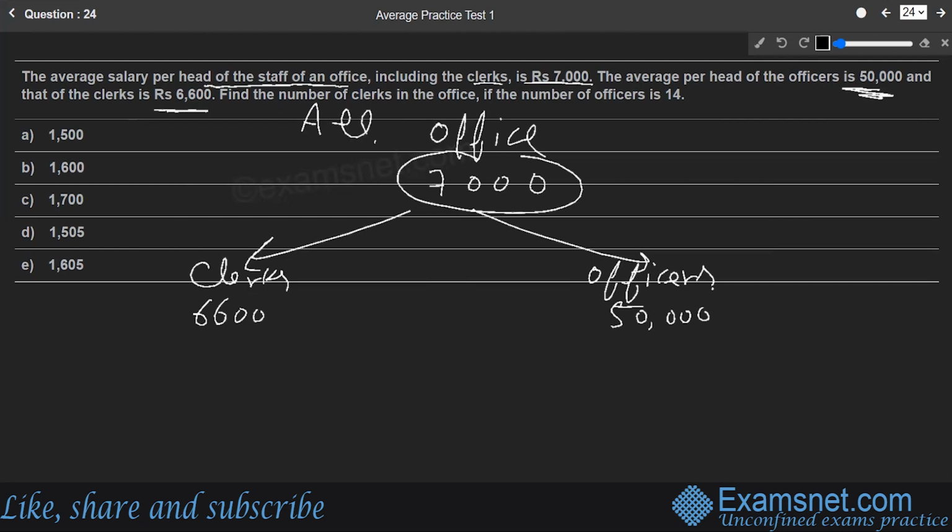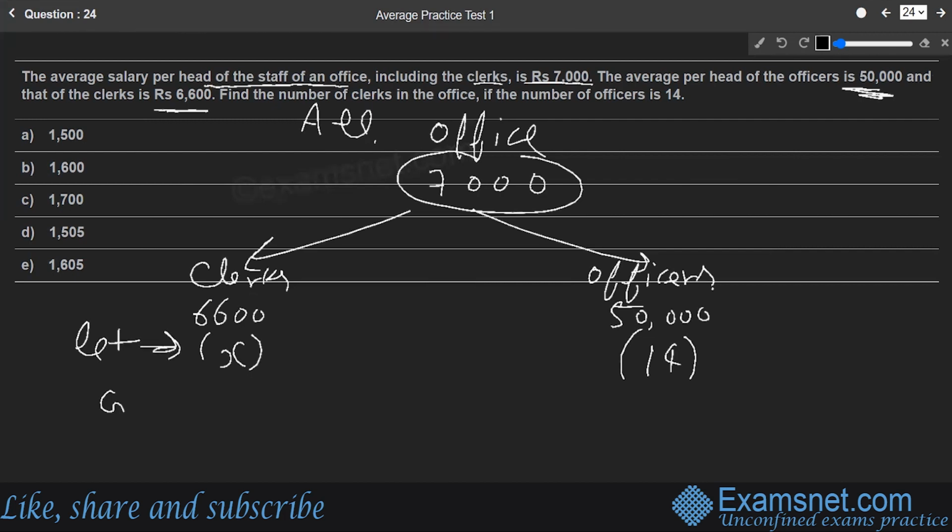Then they say find the number of clerks in the office if the number of officers is 14. So how many officers are there? There are 14 officers in all. Now in this case, the total employee staff number is not given. Only the officers number is given. So we'll have to assume. Let us assume there are X number of clerks in the office.